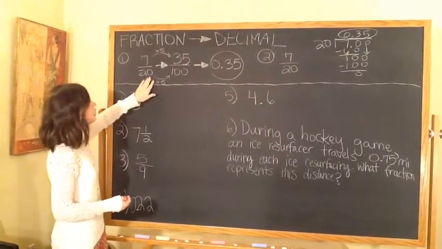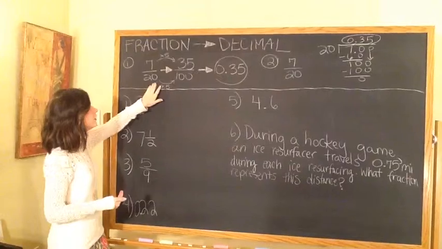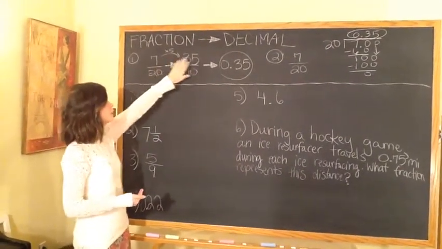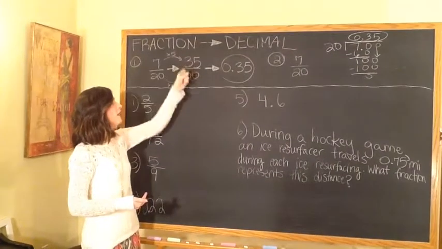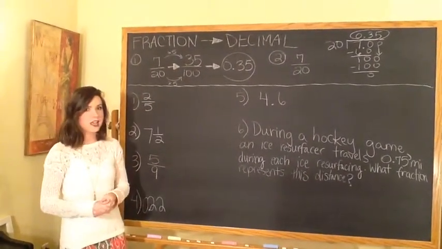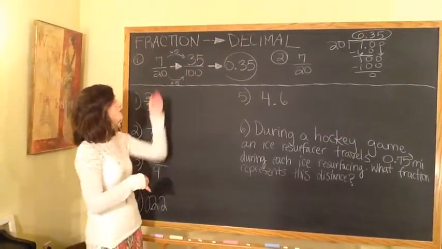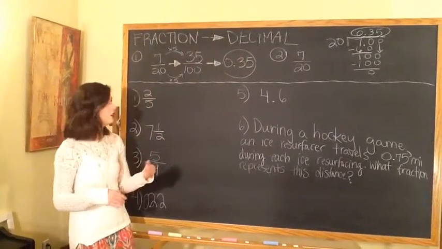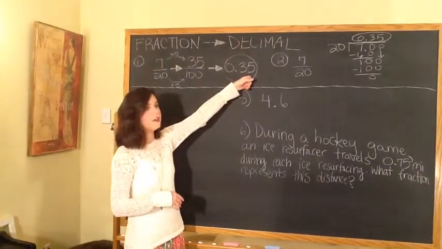You could think, okay, in order to get from 20 to 100, we have to multiply by 5. So I'm going to do that to the numerator as well. And now I have 35 hundredths. The reason why we do that is because when you read 35 hundredths, it tells you exactly what the fraction or decimal looks like. 35 hundredths.